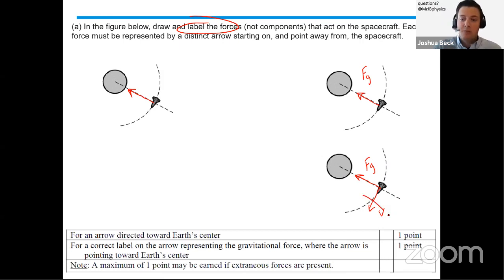Okay, this has no place on your free body diagram. We don't want to label velocities, accelerations, only forces go on our free body diagram. So in that particular case, you would have had your 2 points, and then you kept going and you put extra stuff on there, so you're actually only going to get that maximum of 1. So be careful and make sure you're only labeling the forces, nothing extra on your free body diagram.